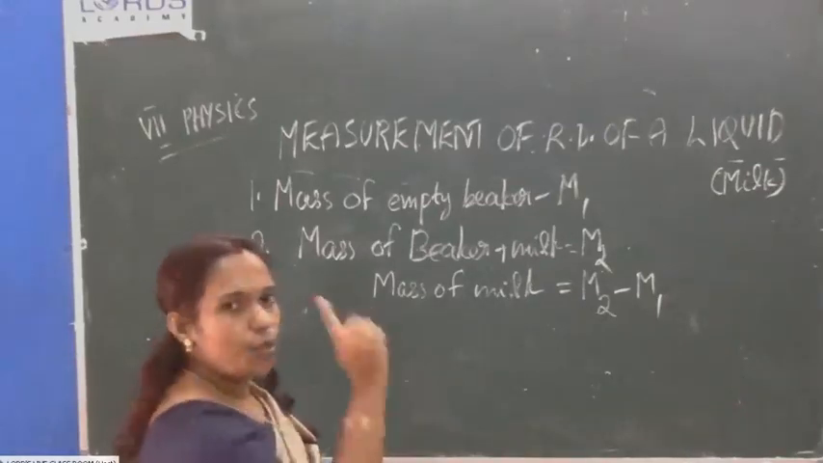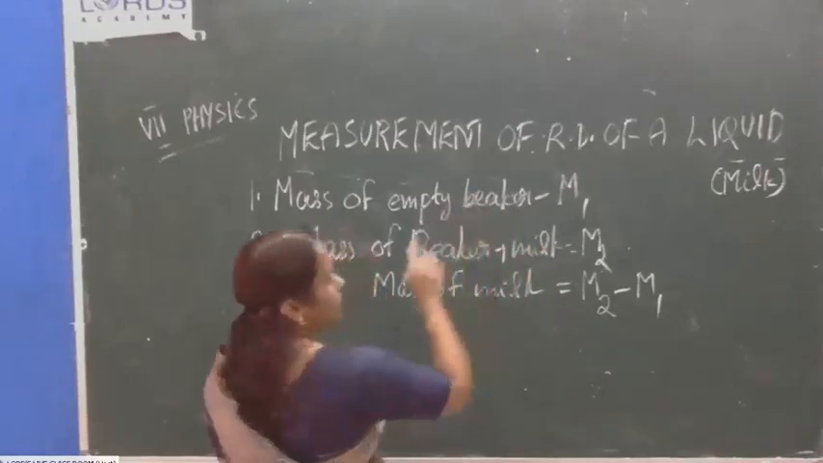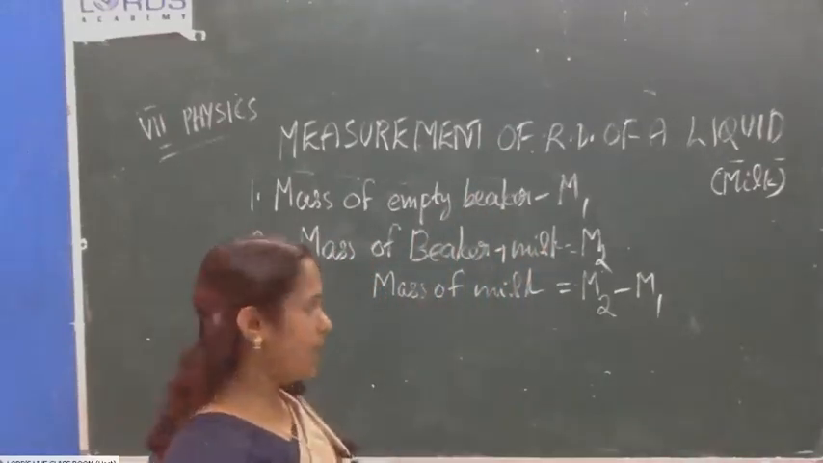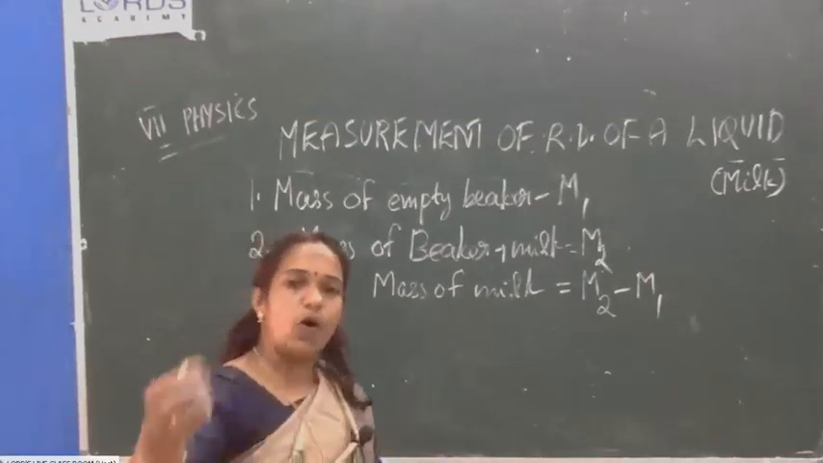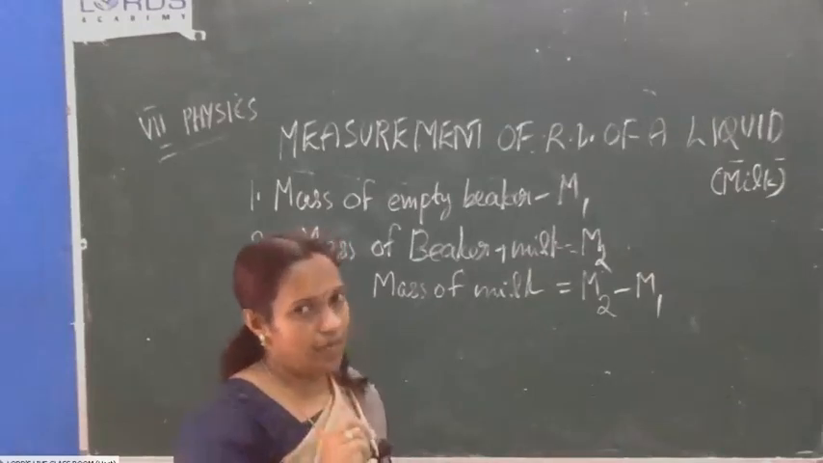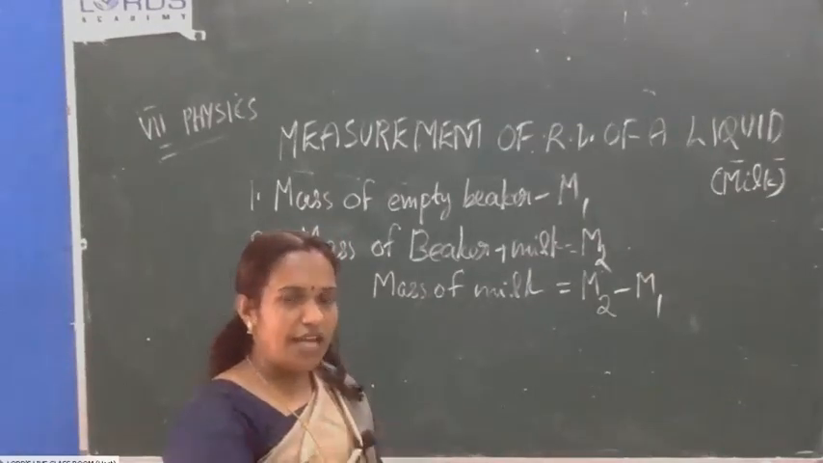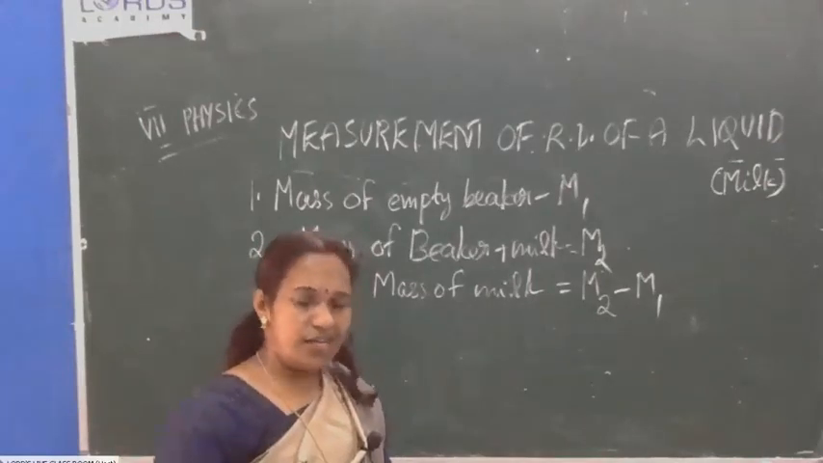Okay, M2 minus M1, mass of beaker plus milk minus empty beaker. Okay, M2 minus M1, now keep it there. Again you can pour the milk into another one because we need the same beaker. After that you can pour the milk into any other vessel.